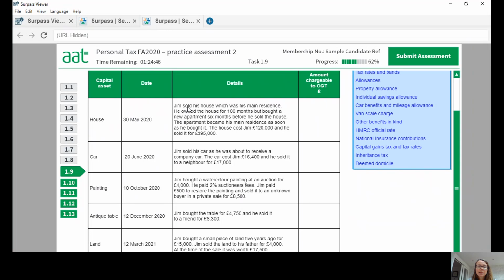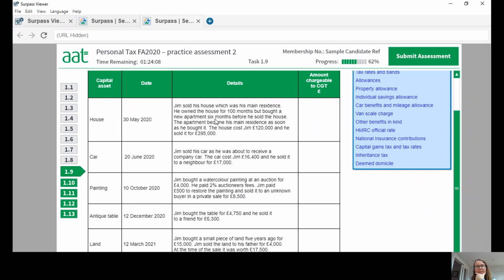30th of May. Jim sold his house, which was his main residence. Right, so I'm thinking private residence relief. No capital gains tax. He owned the house for 100 months, but bought a new apartment 6 months before he sold the house. The apartment became his main residence as soon as he bought it. So you can only have one principal residence at a time. So at that point, the house would no longer have been his main residence.